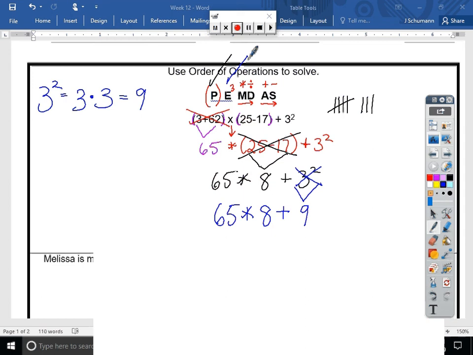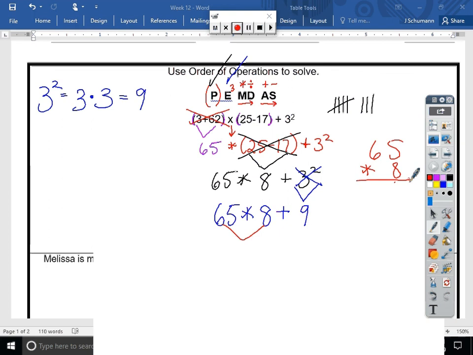And next I can look for M or D, multiplication or division, in order from left to right. So I do see some multiplication happening here. That's the next step that I need to take care of. So I could think of 65 times 8, maybe off to the side. Maybe I need to stack them up and see what I get.